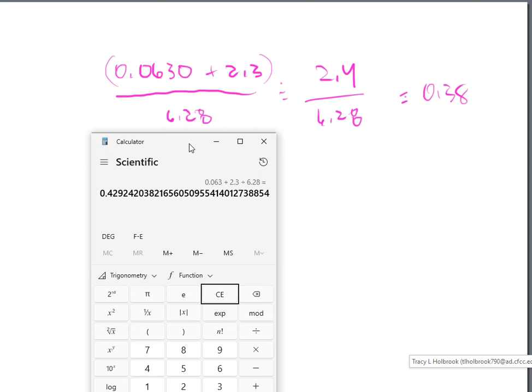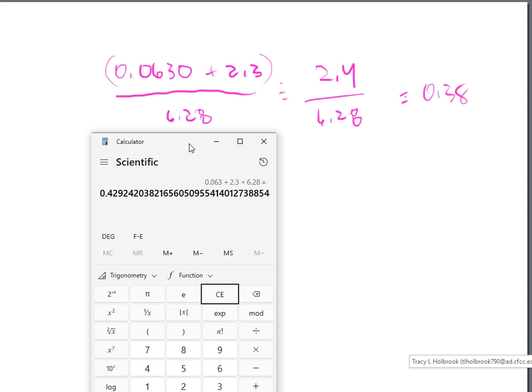Do the things in parentheses first, then do your multiplication and division, and then any remaining addition or subtraction that happens after that. And that's exactly what we did here. We did parentheses first. That simplified the top number to 2.4. And then we took 2.4 divided by 6.28, a simple, run-of-the-mill division problem. The 0.4292, that's because it only divided the 2.3 by 6.28, and then it added the 0.063 on top of that number. So the calculator has a complete misunderstanding of what you wanted it to do.